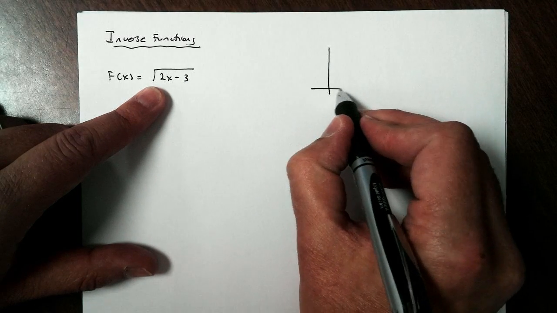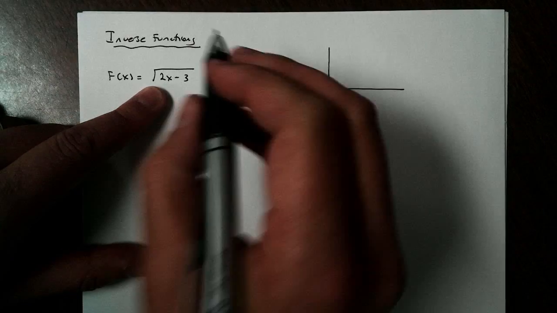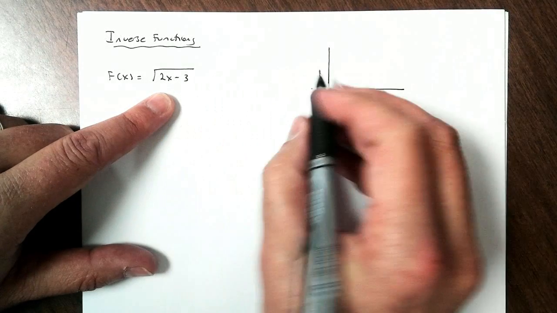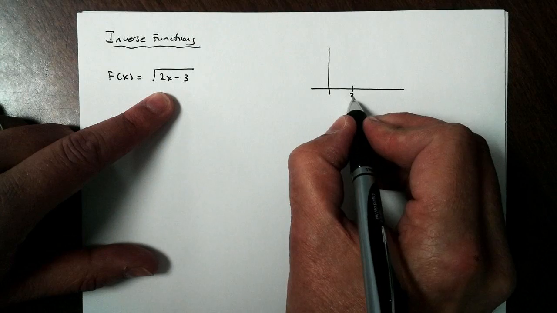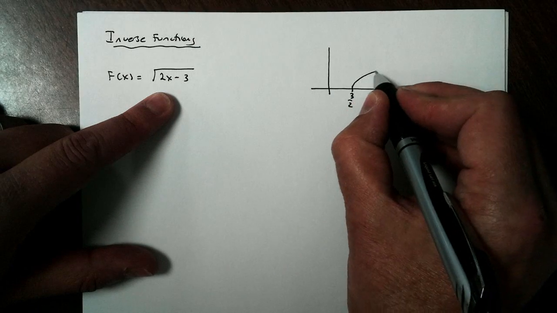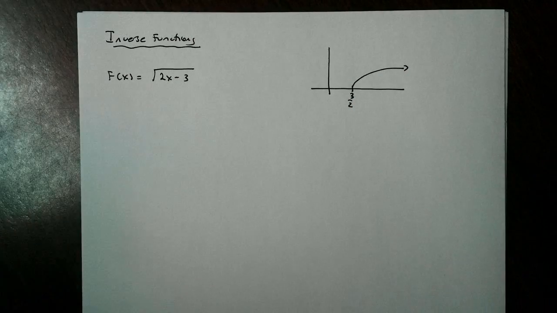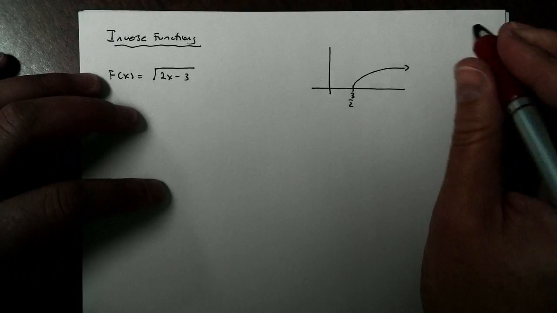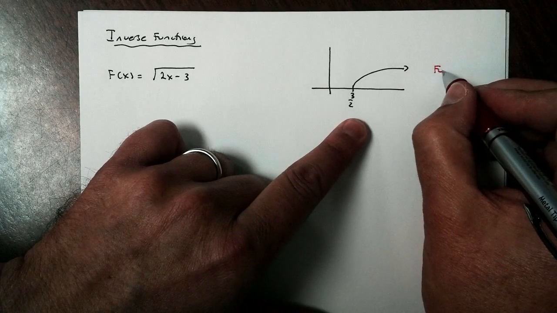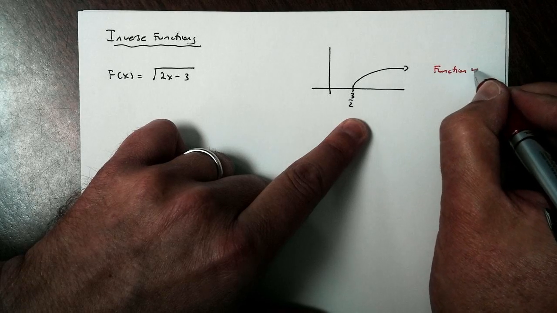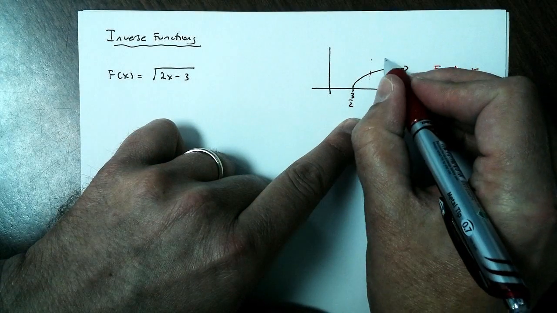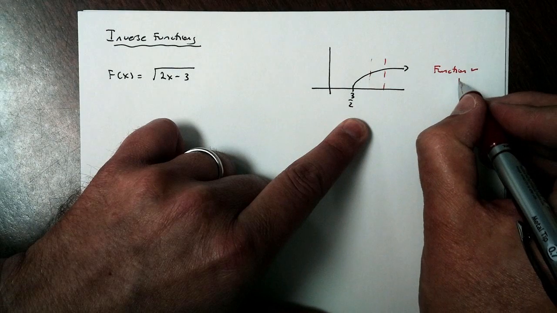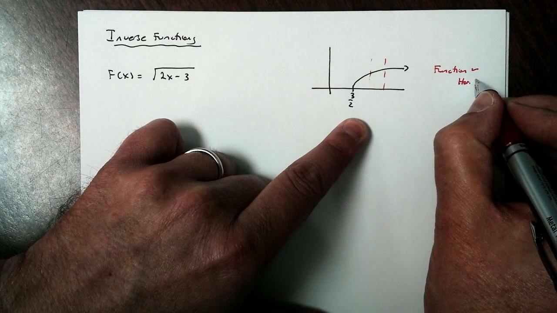One is I can graph it. And this is our square root curve. It's going to be shifted over to 3/2, and it opens like so. Now, I know already that this is a function. I know that this is a function because it passes that old horizontal line test. That's that horizontal line test from years ago.